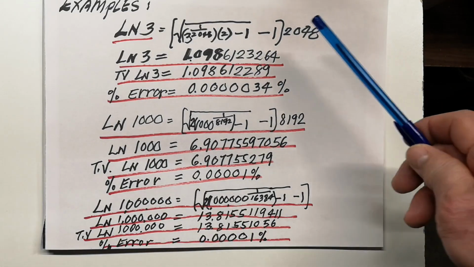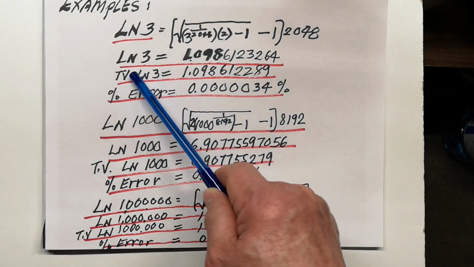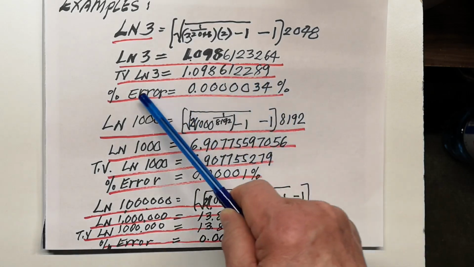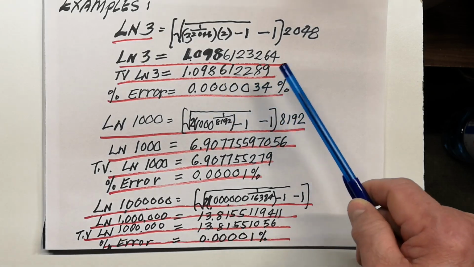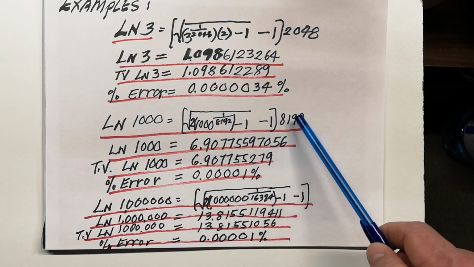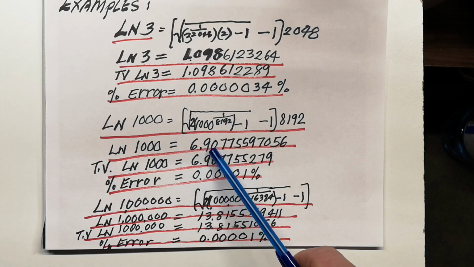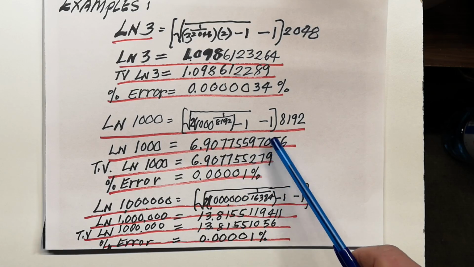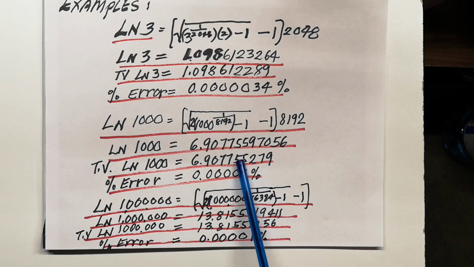And from here we can see the result. ln of 3 is this one, the true value from a scientific calculator, and the error is this one, 0.000034%. ln of 1000 using the 8192 formula, you'll get this value, 6.90775597056. And the true value is this one, accurate up to this point, 7755. And the error is 0.00001%.